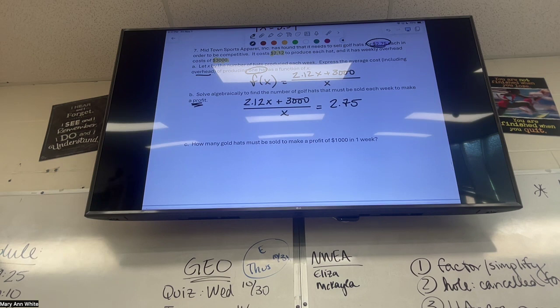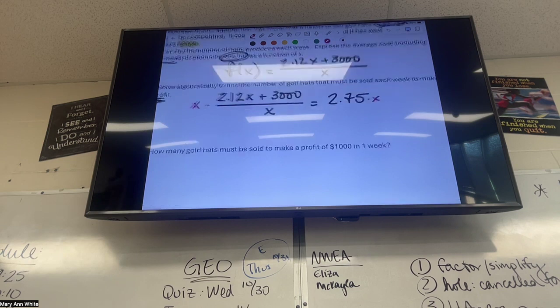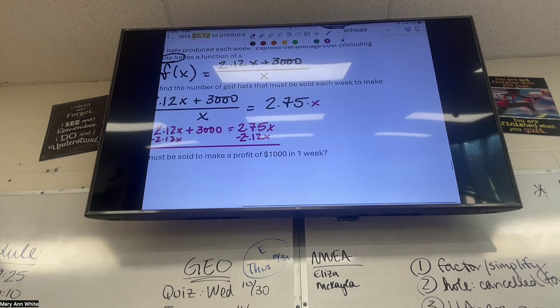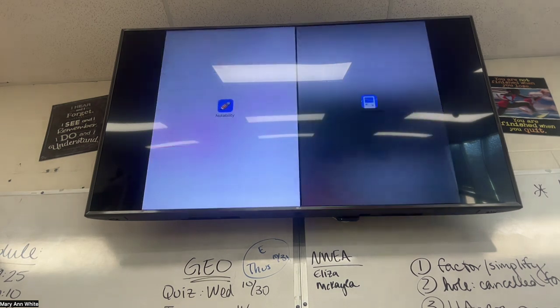Okay. How would I go about solving this? What would I start to do? Multiply by X, get rid of that X. Then I've got 212X plus 3,000 equals 2.75X. What do I do next? Get the X's on the same side. That's 0.63X. And then what's the last thing I need to do? Divide.